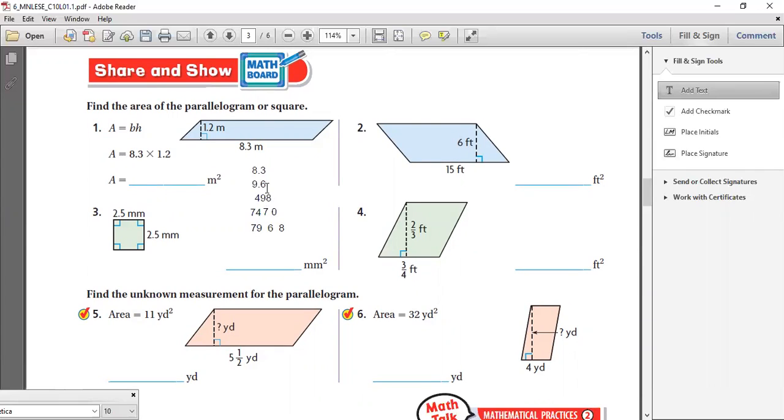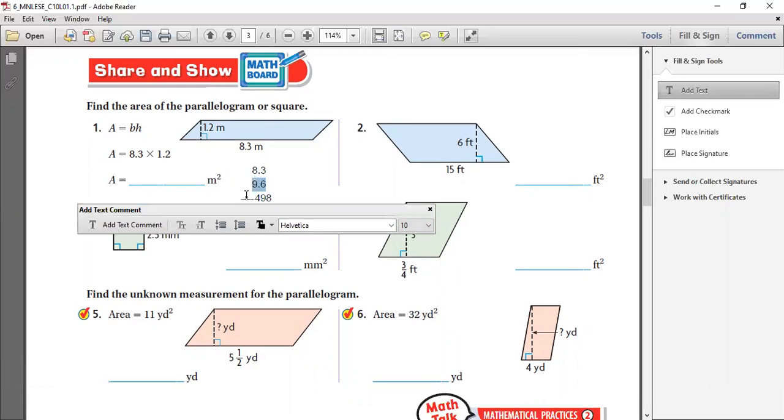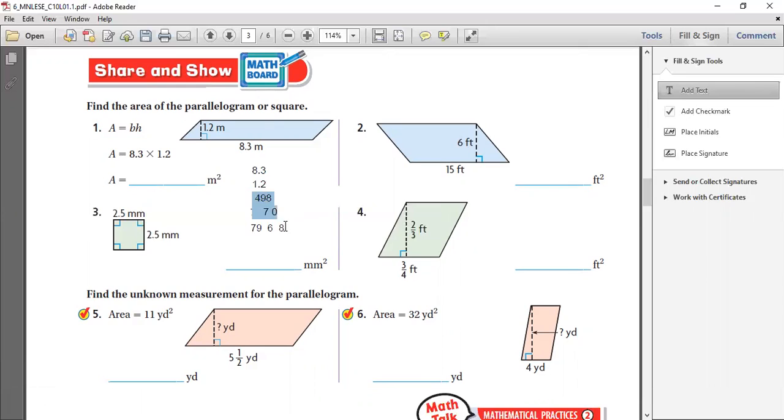Oh, why did I put 9.6 here? Fine, wait. It's 8.3 multiplied by 1.2. Really sorry for that, girls. Let's solve it again. That's not a big issue. The only issue is I cannot erase this now.